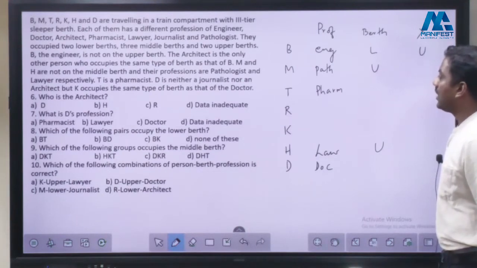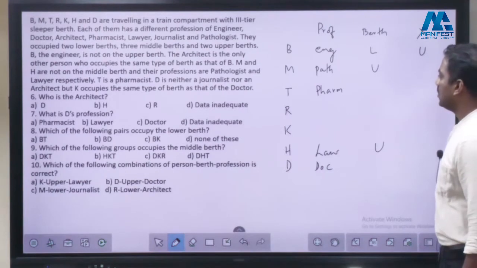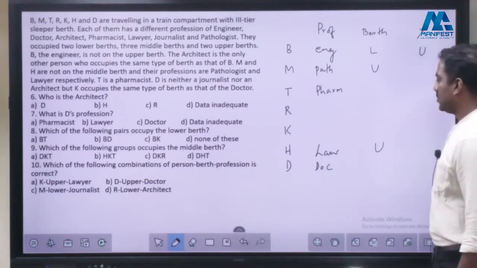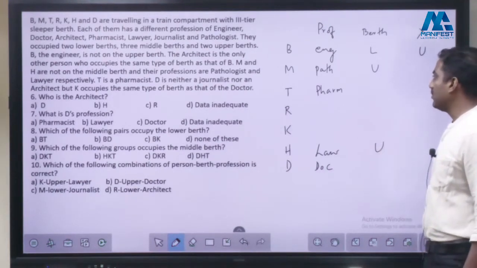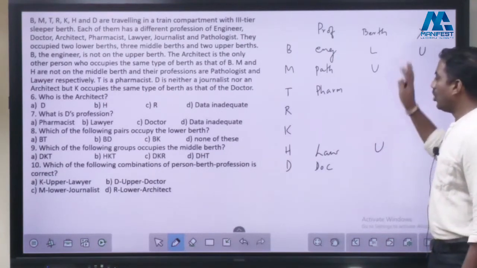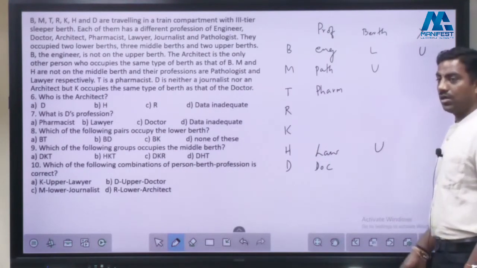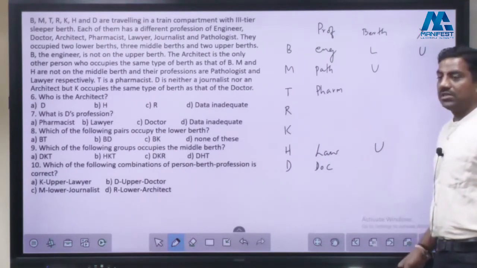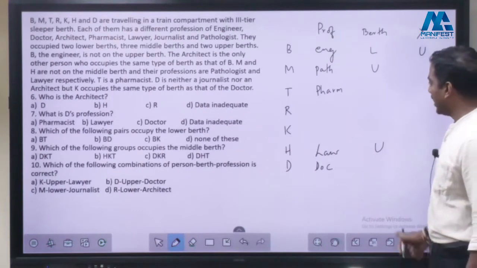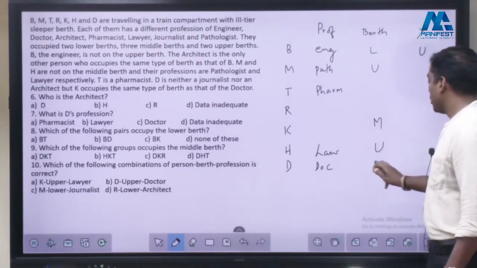K occupies the same berth as that of a doctor. So K and D have to have the same berth. Now lower berths are gone, upper berths are gone. So 3 middle berths are left now. K and D are taking the same kind of berth, so it is the middle berth.